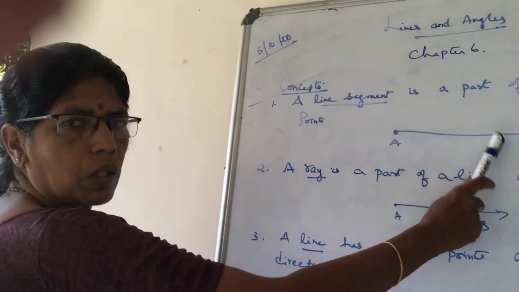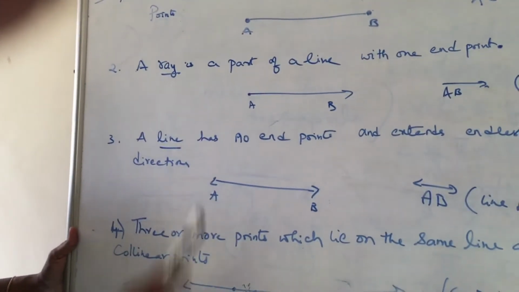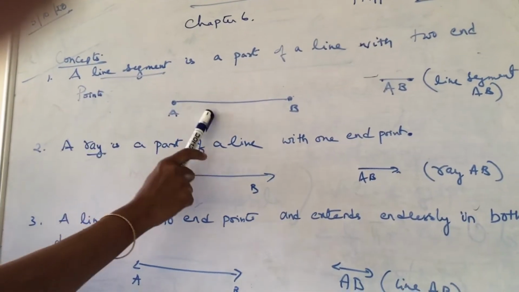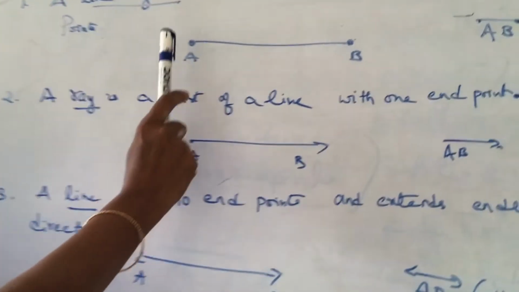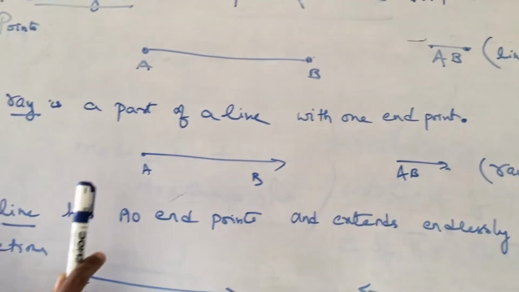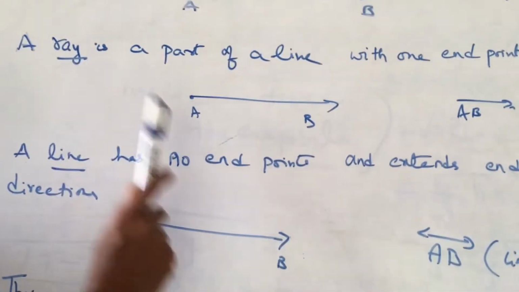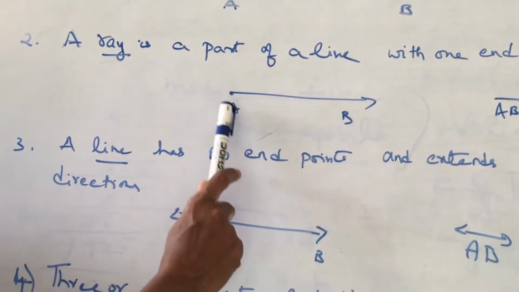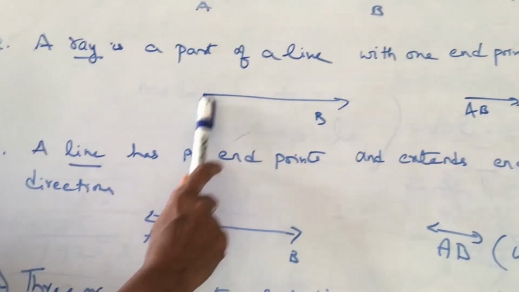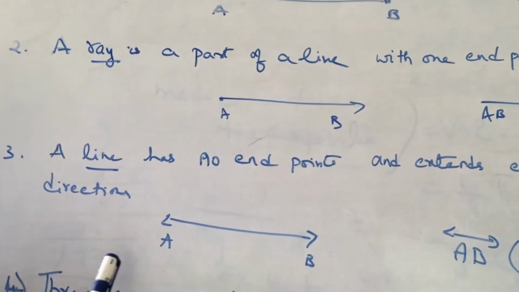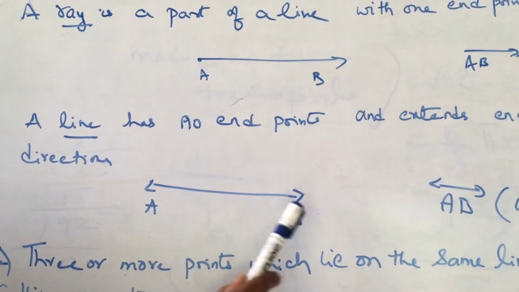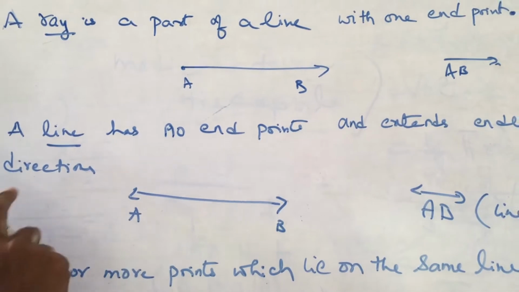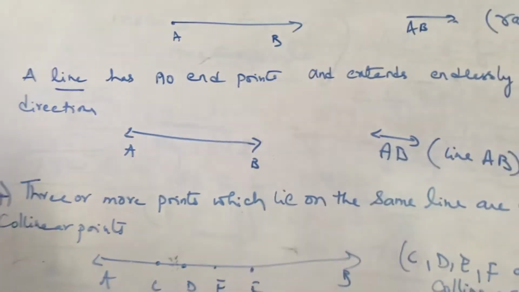Are you able to follow, children? A line segment is a part of a line with two endpoints. When it has endpoints, you can measure. A ray and a line you cannot measure. Why? Because they have arrowheads. A ray has one endpoint or initial point and extends only in one direction. A line has two arrowheads and extends endlessly in both directions, and you cannot measure a line.